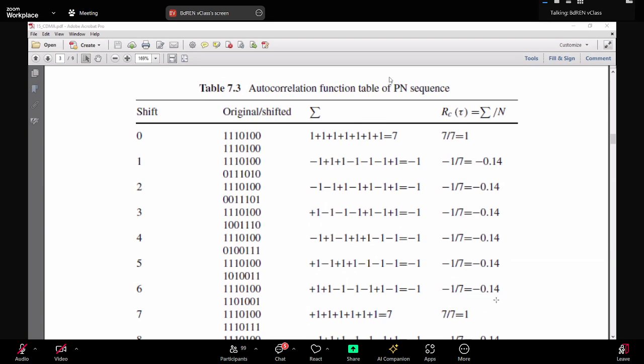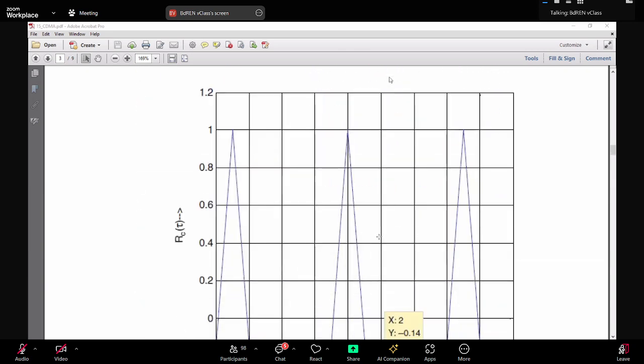So this is the quality of a good PN sequence. This is the best autocorrelation. For alignment, it is 1 definitely for any bits. But if it is misaligned, then for other bit positions, you should have values as low as possible. The lower it is, the better it is. So if I plot, it will look like this.